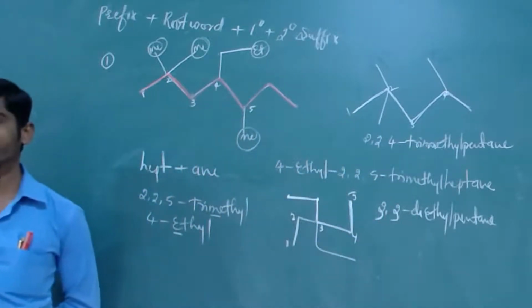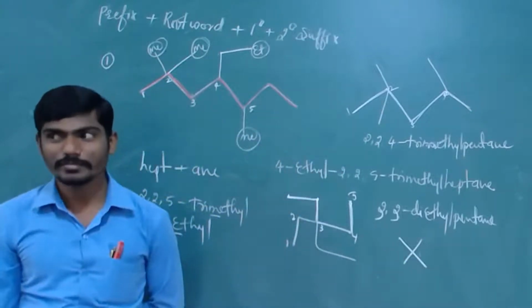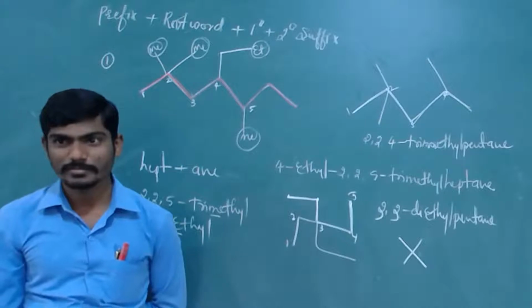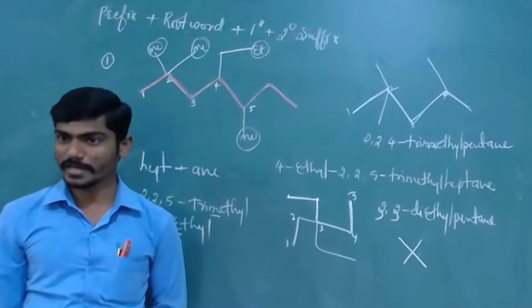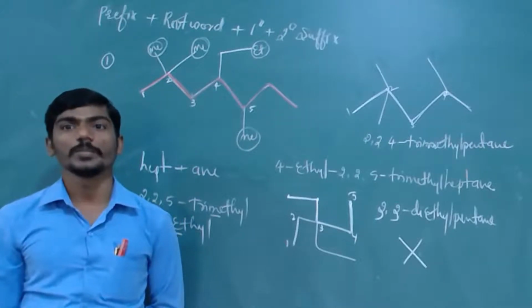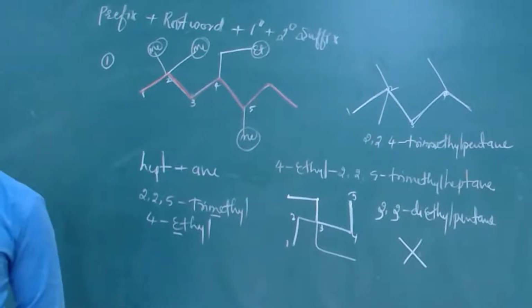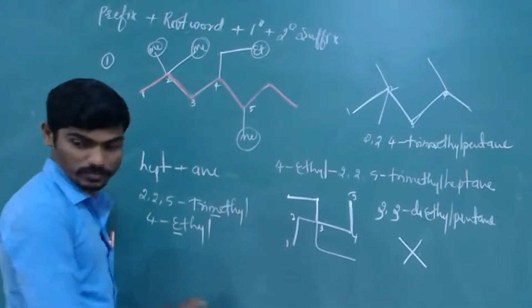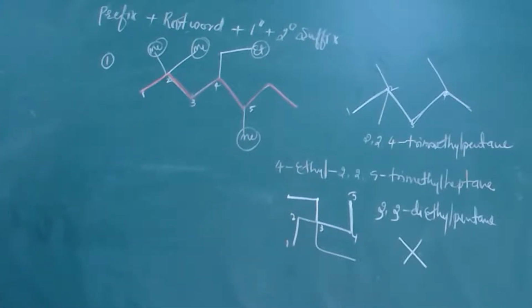Good. Then what is the IUPAC name of this compound? 2,2-dimethyl propane. Correct? Yes, right. Next example.